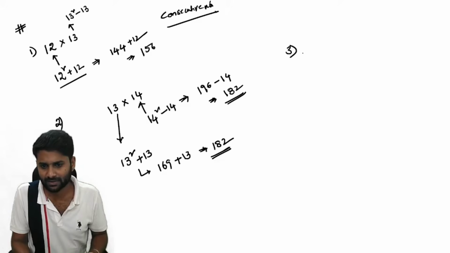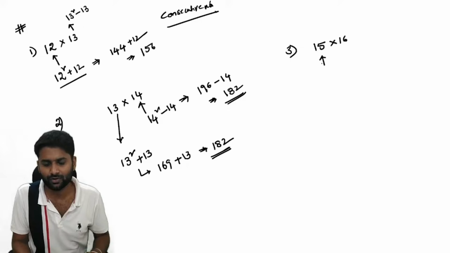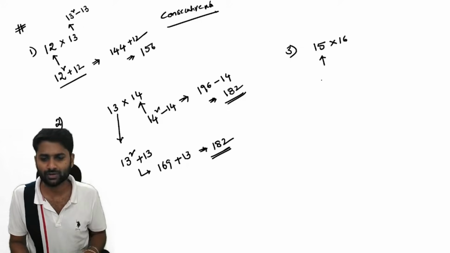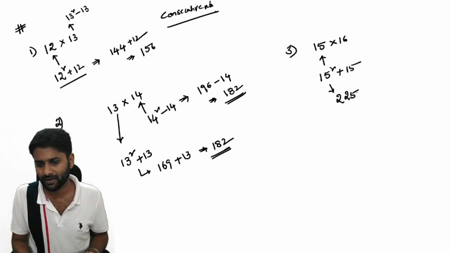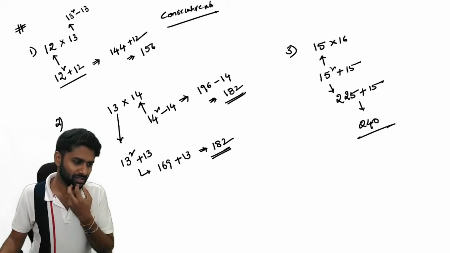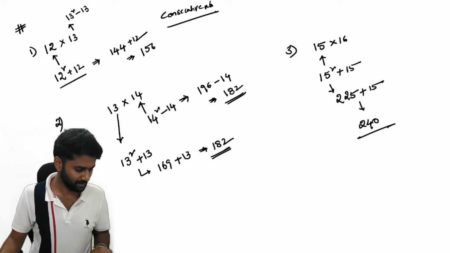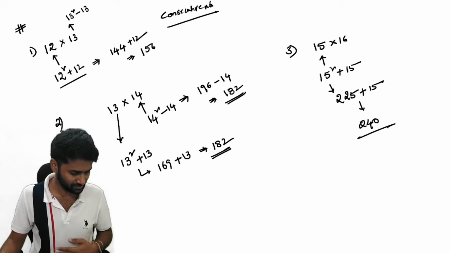Let me take one more example. If 15 is multiplied with 16, I told you now, if you want to consider the minimum of those two numbers, square of that number and add the same number. 15 square is 225 and add 15, then the resultant becomes 240. So it's all about consecutive numbers, guys. It's a pure application of consecutive numbers.